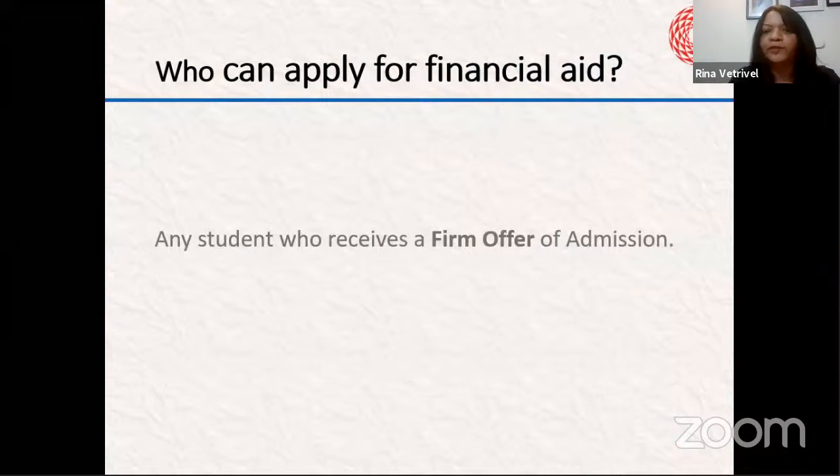So who can apply for financial aid at Ashoka? Any student who has received a firm offer of admission can apply for financial aid. As I just mentioned before, when we give you an offer of admission, we only look at your academic merit. And once you are made an offer, the financial aid process is enabled for you. And it's only at that time that every student is eligible to apply for financial aid.